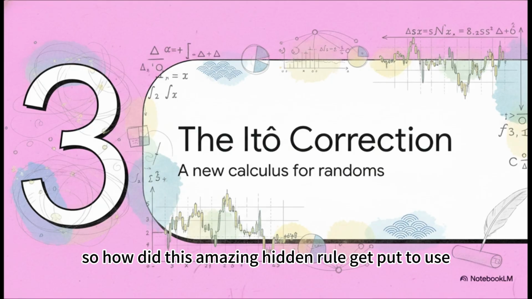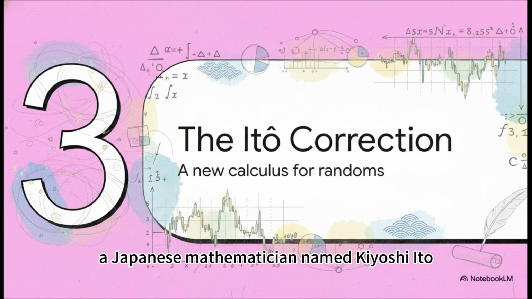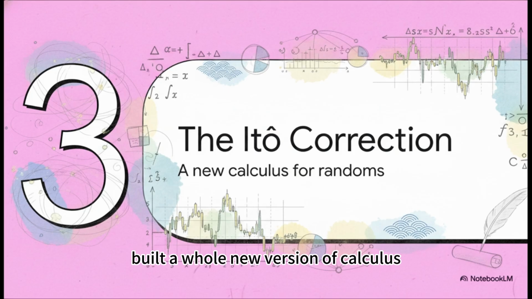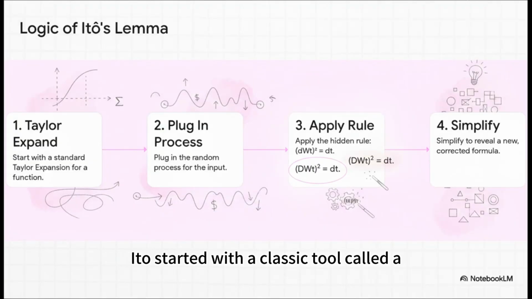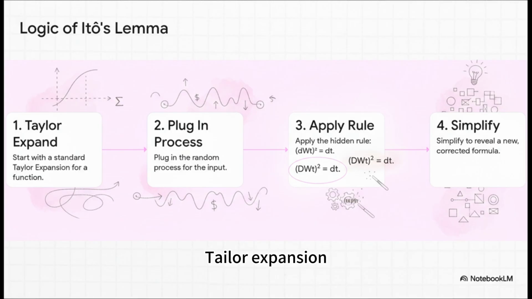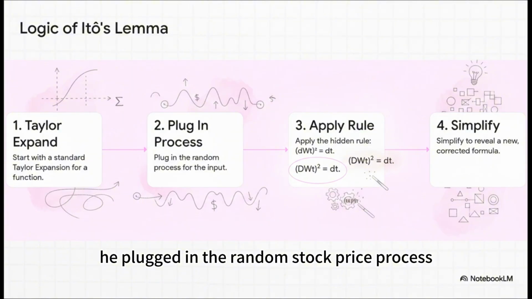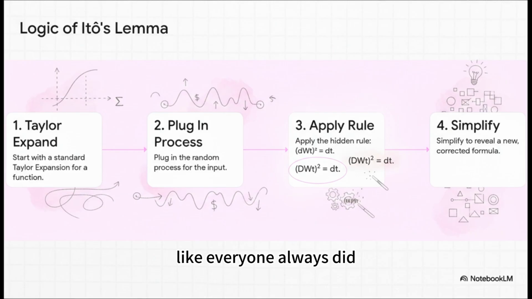So, how did this amazing hidden rule get put to use? Well, armed with this incredible insight, a Japanese mathematician named Kiyoshi Ito built a whole new version of calculus, a corrected version that could finally handle the beautiful mess of financial markets. And the logic behind it is actually so elegant. Ito started with a classic tool called a Taylor expansion, which is just a way to approximate functions. He plugged in the random stock price process, but here's the key. Instead of throwing away those squared terms like everyone always did, he applied our new hidden rule.